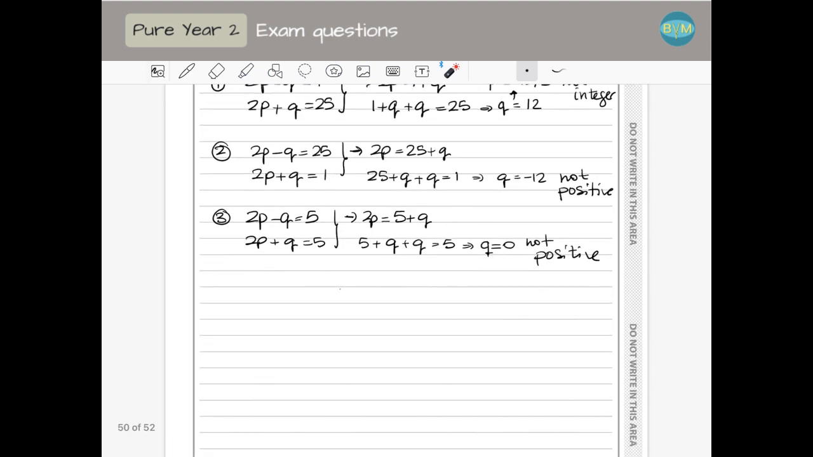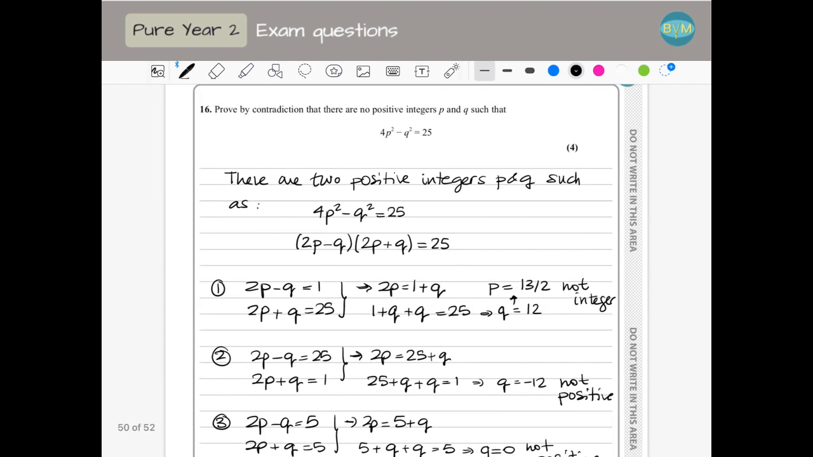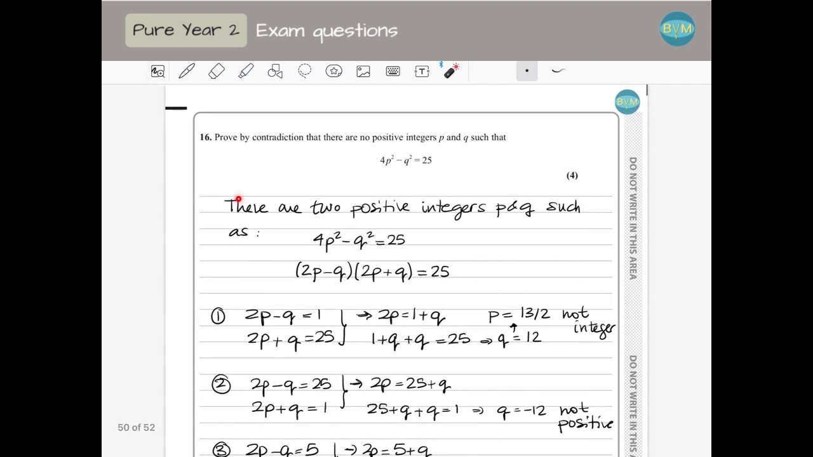So our statement is not true, or not possible. Therefore, the original is true, or something along these lines. And that's how we do proof by contradiction. Remember, it's very important that the first thing you write is the contradiction, because we are going to get a mark for that. And that's all with this question.